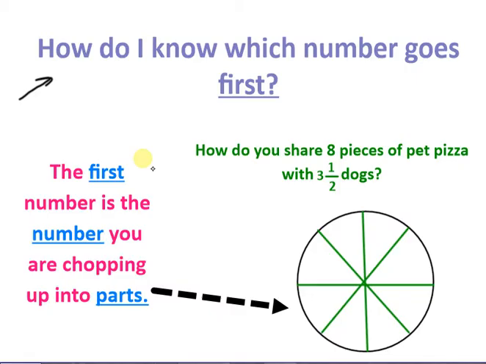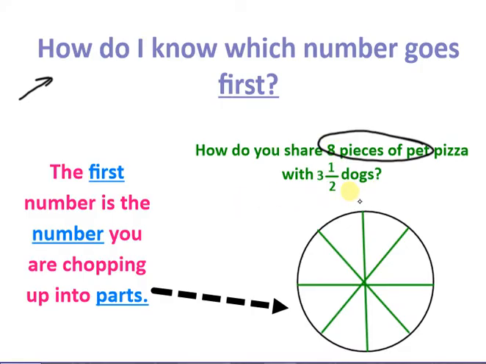Are you chopping into parts? So let me ask that again. Which number are you chopping into parts? Whatever number you are chopping up into parts is the number that will go first, okay? So how do you share 8 pieces of pet pizza with 3.5 dogs? Well, what is it that you're chopping up? You're chopping up 8 pieces of pet pizza, okay? So it would be 8 divided by 3.5.